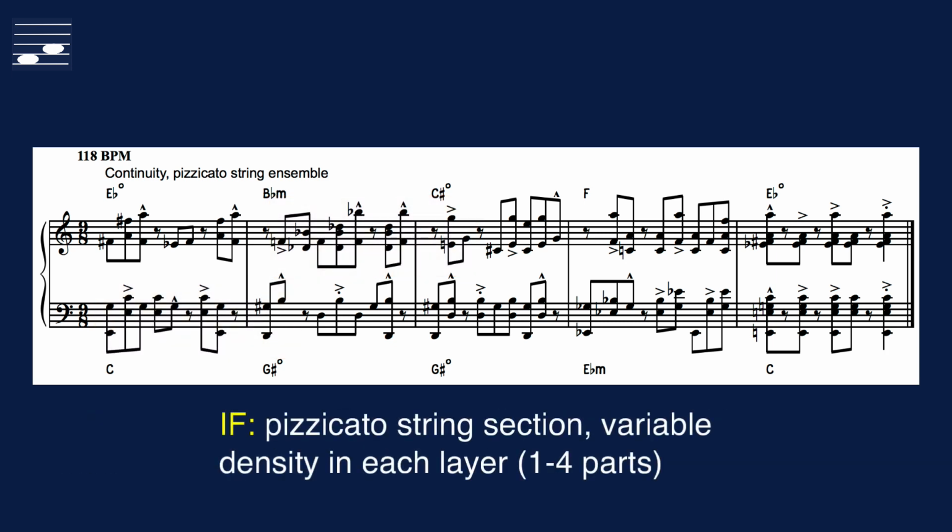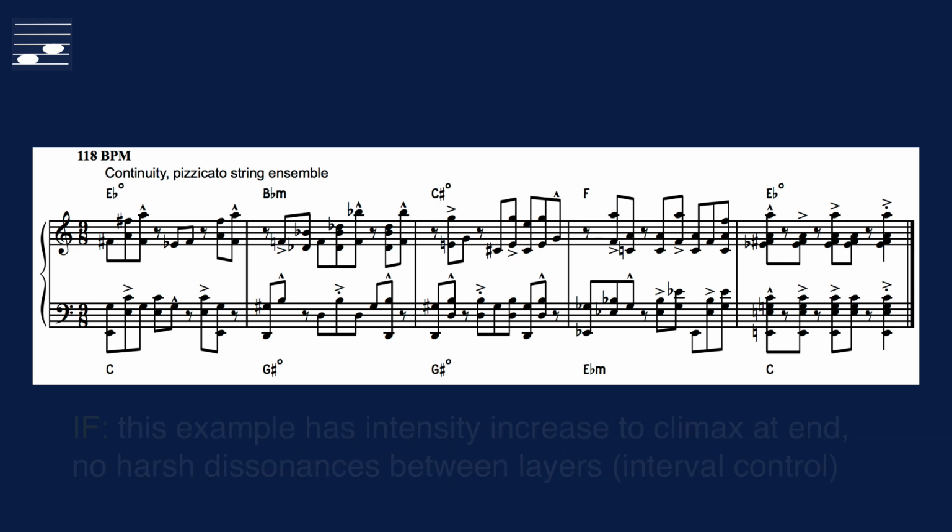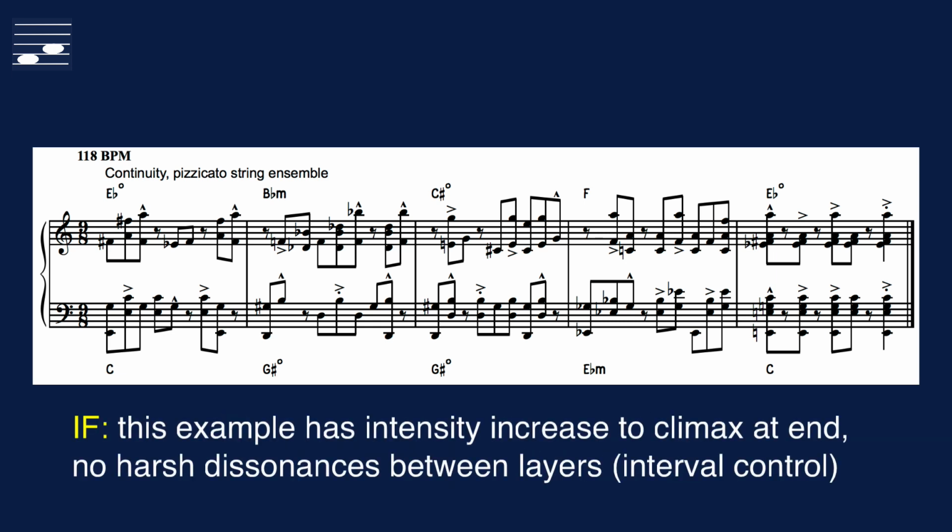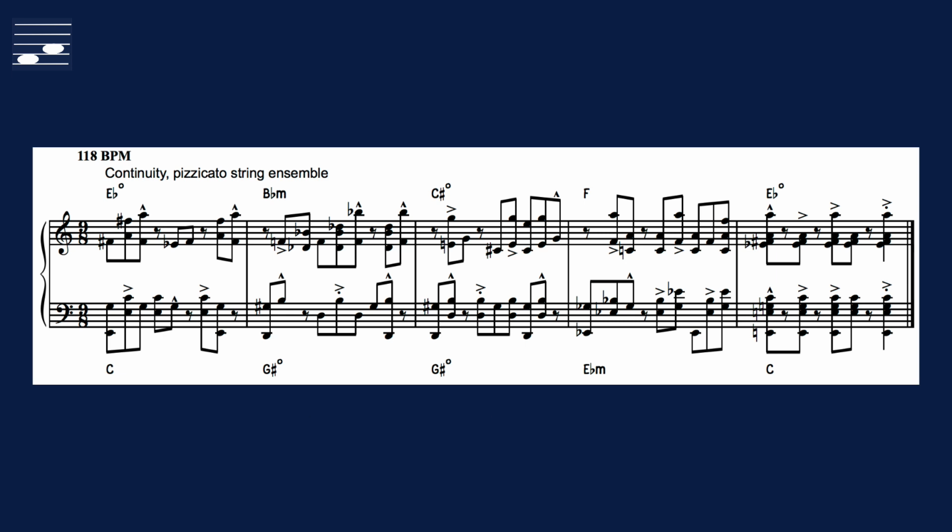It is set for a pizzicato string section, and in each layer there is variable density between 1 and 4 parts, which will involve pitch doubling. There is an intensity increase towards the end. Careful selection of intervals and subsets prevents or reduces dissonance clashes between the layers.